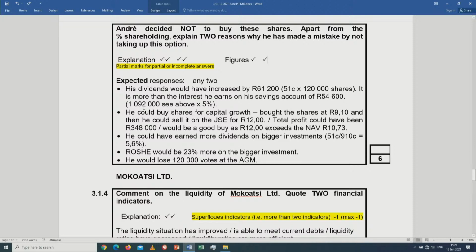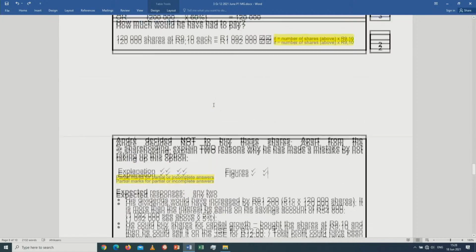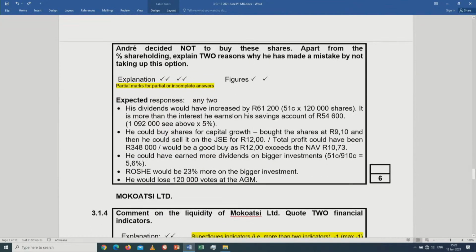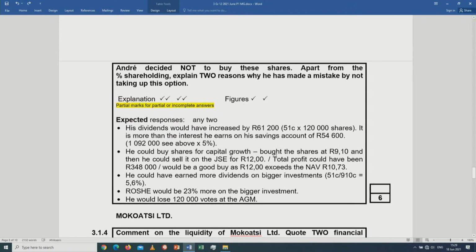554,600. 1,092,000, see above, the 5% of that figure. The 5% of this figure will give us the amount there. You could buy shares for capital growth: he bought the shares at 9 Rand 10, and then he could sell them on the JSE. Remember, he was supposed to buy those shares at 9 Rand 10, but on the market the shares were valued at 12 Rand, so it was going to be a benefit.